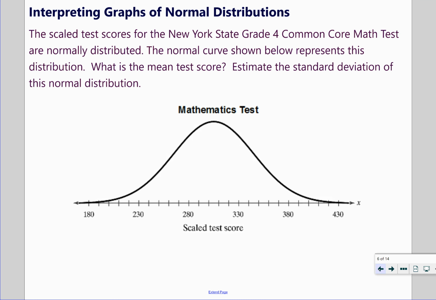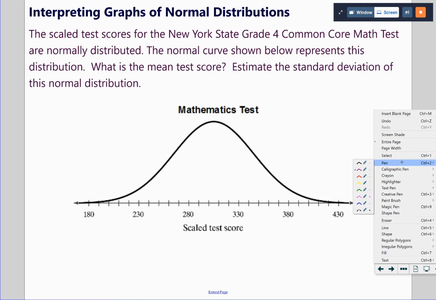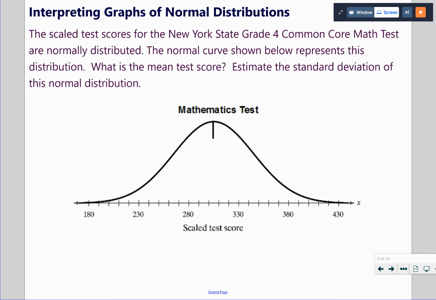It says the scaled test scores for the New York State Grade 4 Common Core math test are normally distributed. The normal curve shown below represents this distribution. What is the mean test score? And estimate the standard deviation of the normal distribution. I'm going to get my little line tool here to make my life a little bit easier. Okay, so from the top down is my mean. Can you tell me approximately where that's hitting?